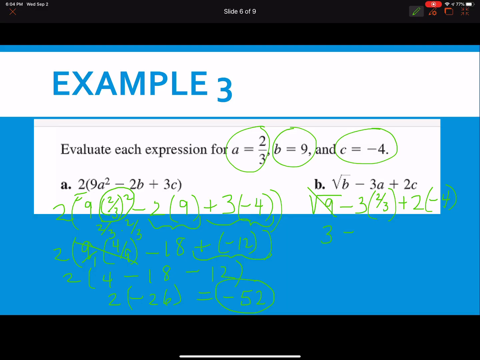Subtract. Okay, remember I can turn that into a whole number. 3 over 1 times 2/3. Those 3's simplify to 1's, leaving me with 2 over 1, which simplifies to 2. 2 times -4 is going to give me a -8. So I can add -8 or I can simply subtract 8. 3 subtract 2 is 1. 1 subtract 8 equals -7.